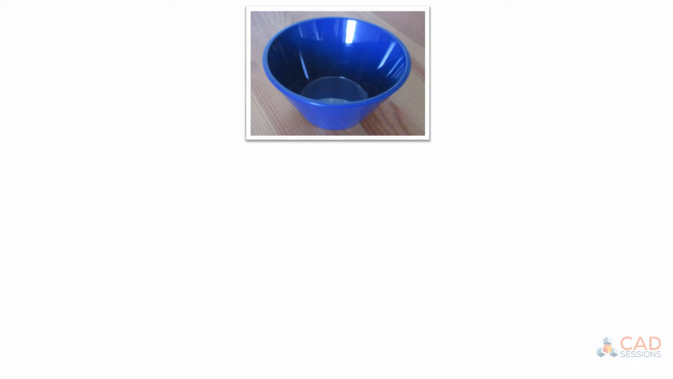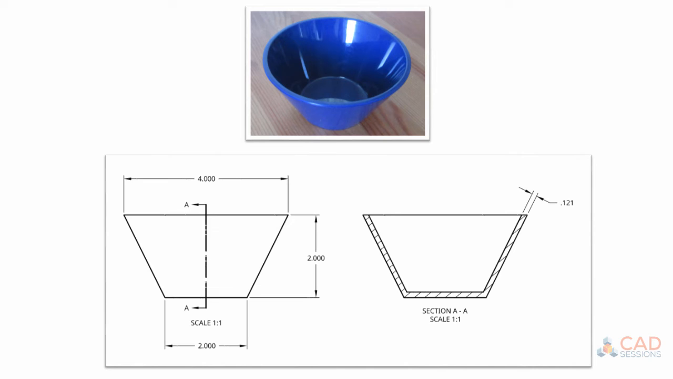So here's a picture of the bowl that we're going to model. With the caliper, I already took the measurements that we need. It's 2 inches high. The top diameter is 4 inches and the bottom diameter is 2 inches, and it has a thickness of 0.121 inches.